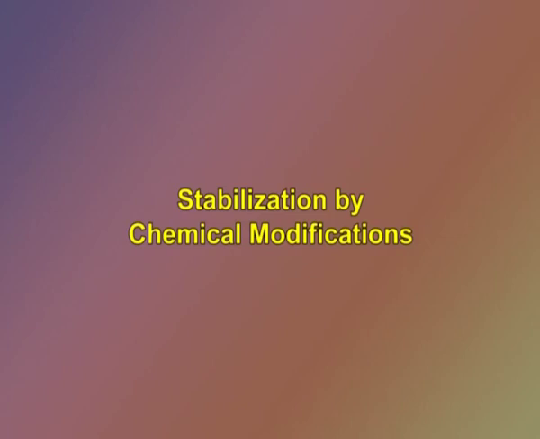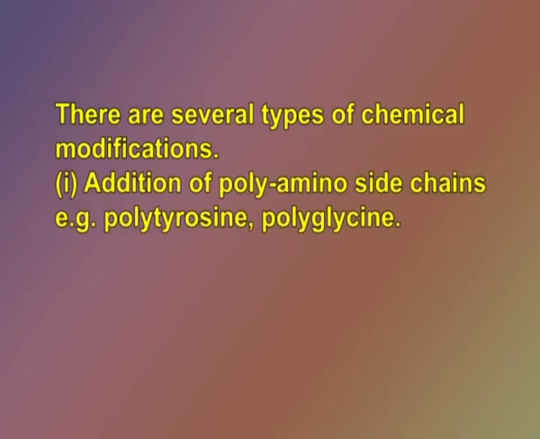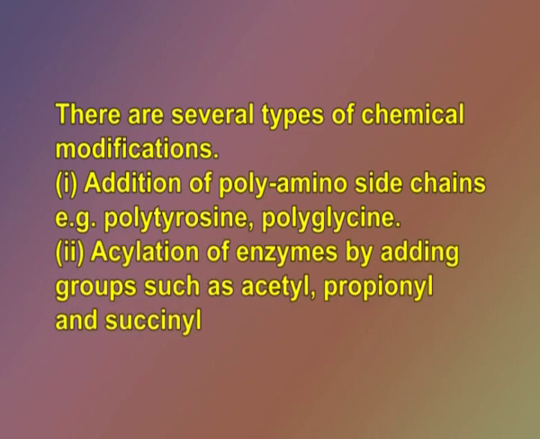Stabilization by chemical modifications. Enzymes can be stabilized by suitable chemical modifications without loss of biological activity. There are several types of chemical modifications. First is addition of polyamino side chains, for example polytyrosine and polyglycine. Acylation of enzymes by adding groups such as acetyl, propionyl and succinyl.